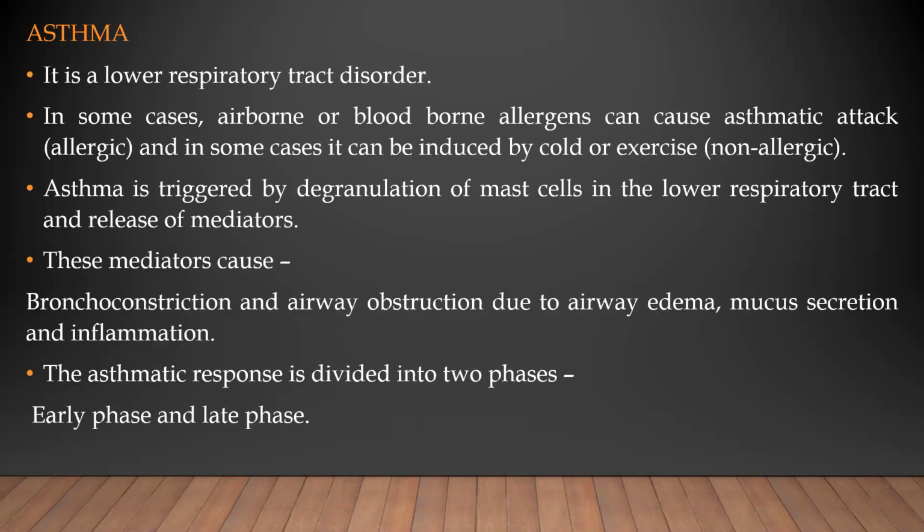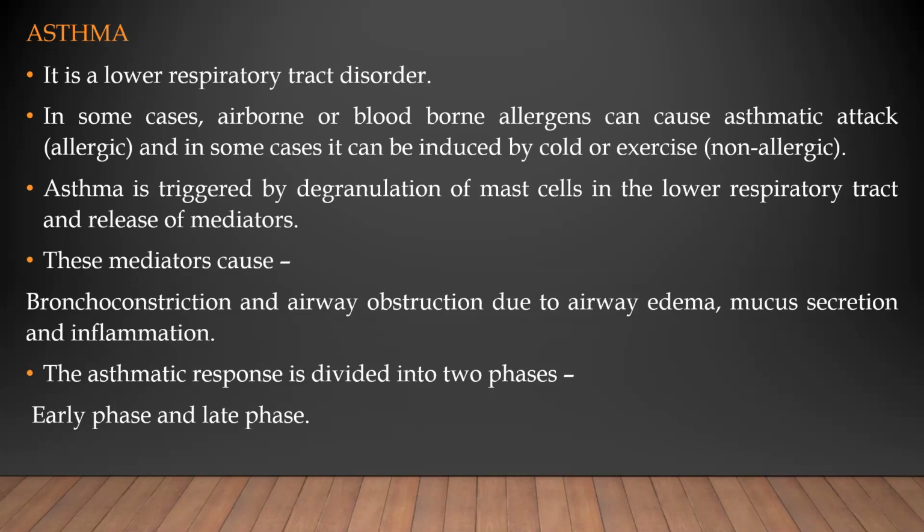Next example is asthma. Now we all know asthma is nothing but a breathing problem. People experience it occasionally, and that is called asthma. Now it is a lower respiratory tract disorder, unlike your rhinitis, which was an upper respiratory tract disorder. Now asthma can be caused because of two reasons. Either it is caused by an allergen which is present in the air or in the blood, then it is called allergic asthma. Or asthma can also be caused because of cold or excessive exercise, so that is called non-allergic asthma.